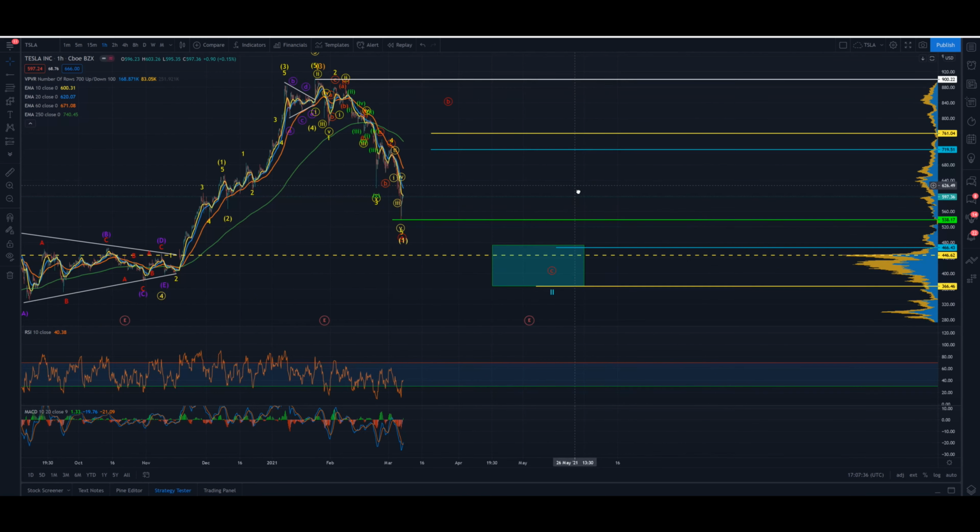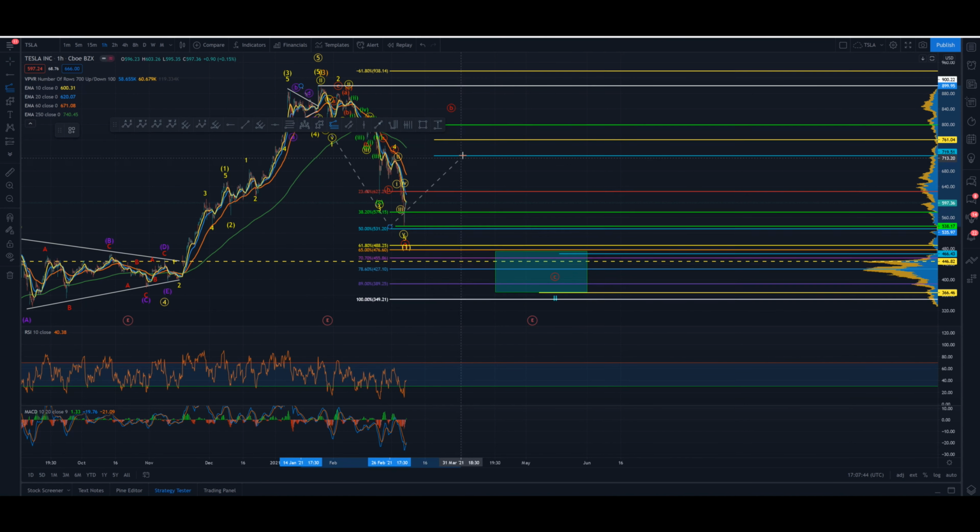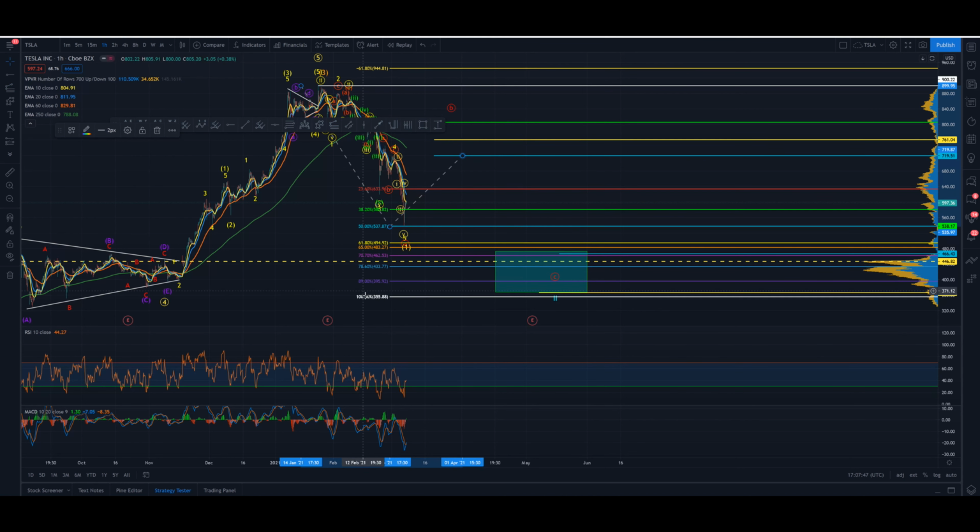So, and then we've got, let's just do our one-to-one parity one more time. Now that we're here, just to see. So let's assume we've got 5 waves down, 1-to-1 from the 50. Look at that. The 50 would bring us straight to the 61.8% retracement for a wave 2, right around 355 to 366.